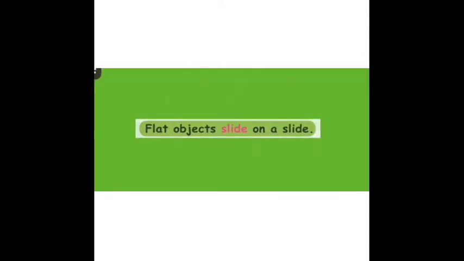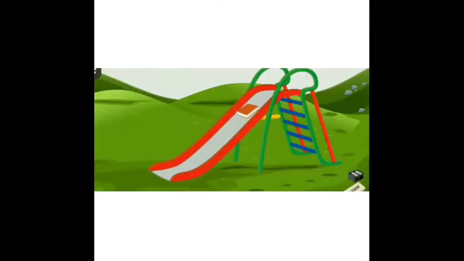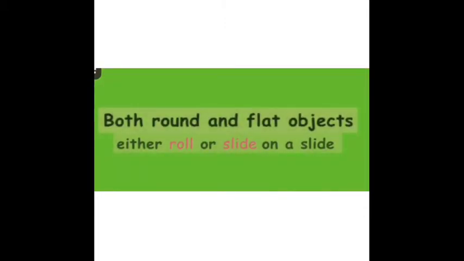Flat objects slide on a slide. The book is sliding. The ruler is sliding. The eraser is sliding. The sharpener is also sliding because these things are flat in shape. Both round and flat objects either roll or slide on a slide according to the nature of the object.